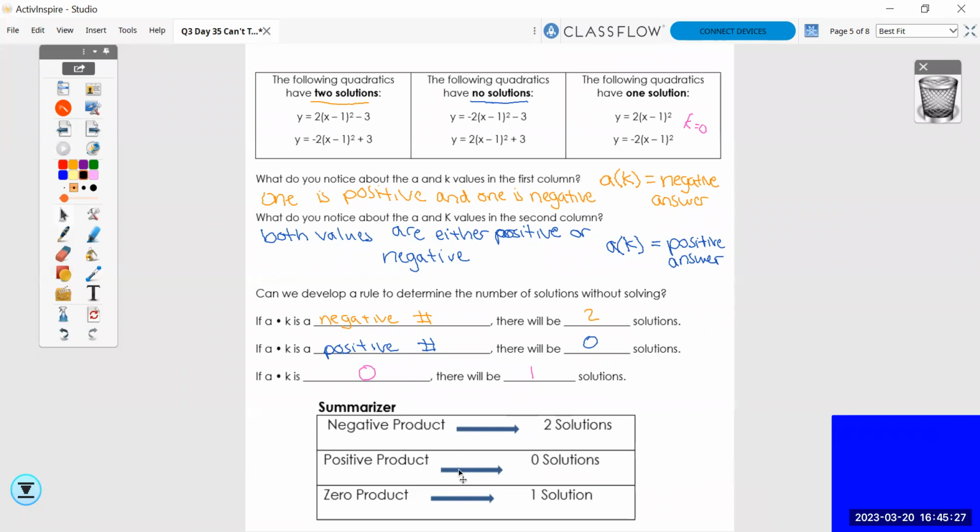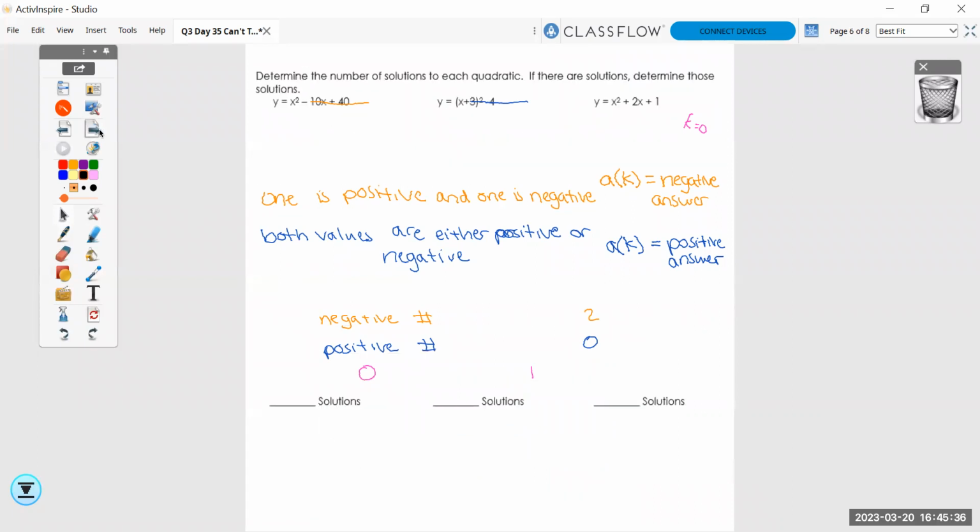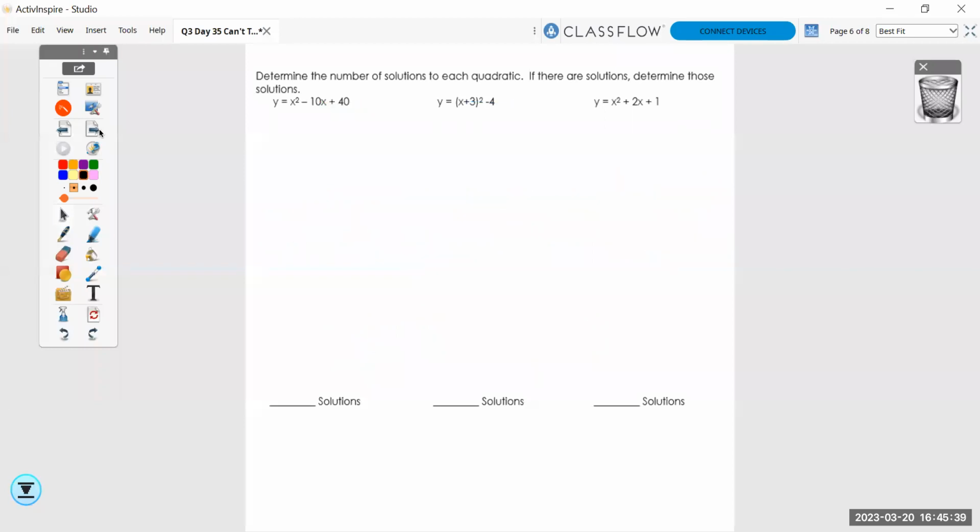All right, so let's take a look at the bottom of this page. Let me clear my drawings again. Is this the right one? Yeah. Okay. So the question says, determine the number of solutions to each quadratic function. If there are solutions, determine what those solutions are. Okay. So in this first one, we have to change it to vertex form before we can figure this out.